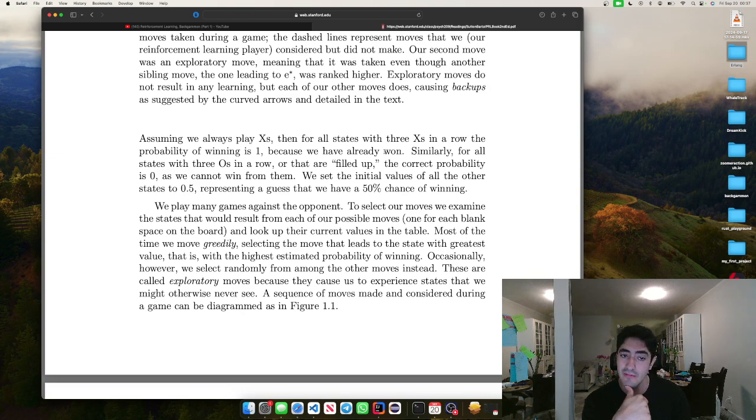We play many games against the opponent. To select our moves, we examine the states that will result from each of our possible moves, one for each blank space on the board, and look up their current values in the table. Most of the time we move greedily, selecting the move that leads to the state with greatest value, that is with the highest estimated probability of winning.